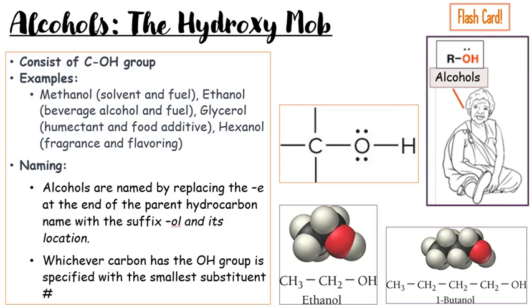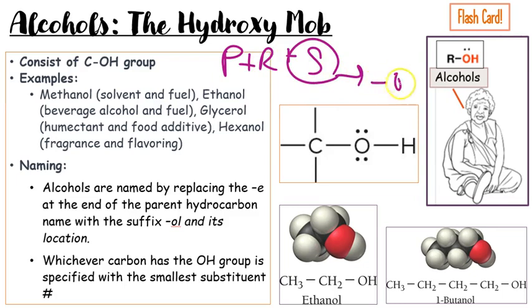Okay. Now, when it comes to naming alcohols, guess what? We're going to be naming them similar to how we name the hydrocarbon. The only difference is now we have our prefix, we can have our roots, but the suffix is what's going to change. Instead of having "ane" or "ene" or anything like that, the suffix is now going to be "ol." You're going to replace the last letter E with "ol." Say we have "ane," we're going to replace the last letter E with "ol." That's how we're going to recognize that there's alcohol added onto these organic compounds. And whichever carbon has the OH group is going to be specified with the smallest constituent number.